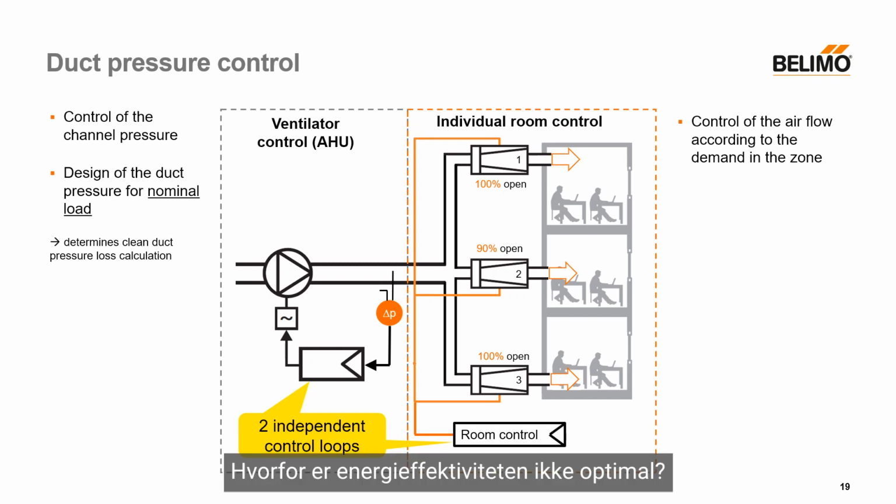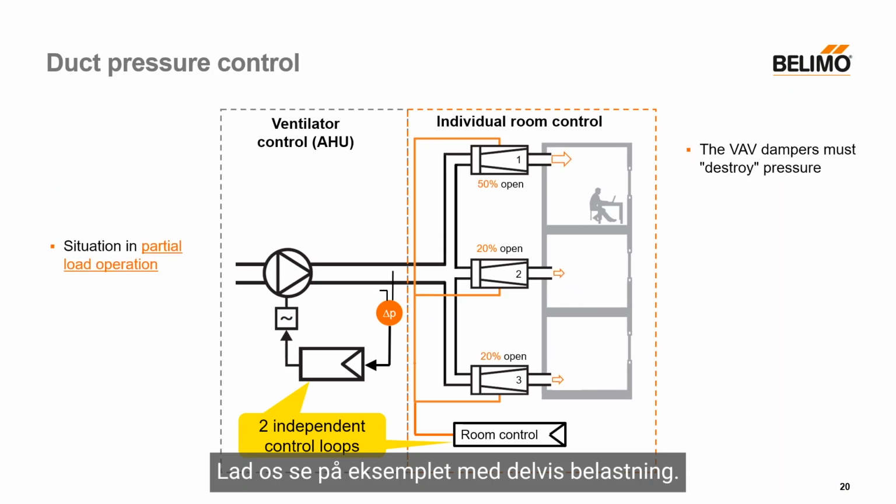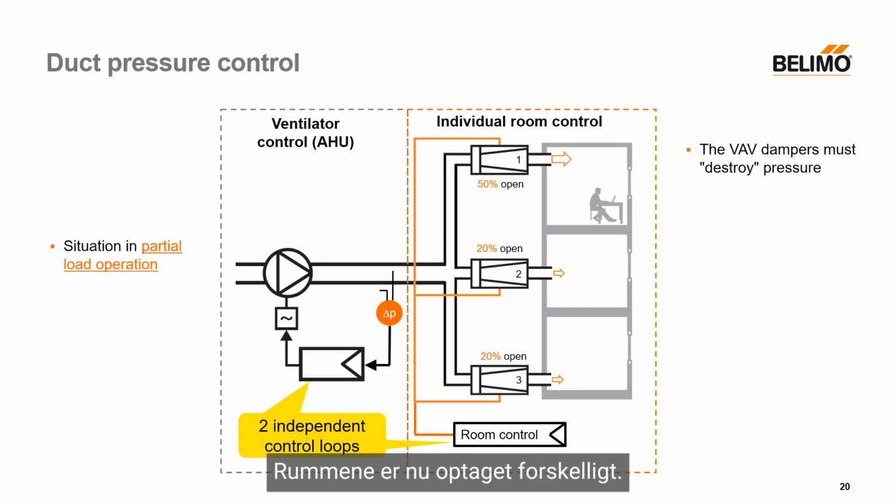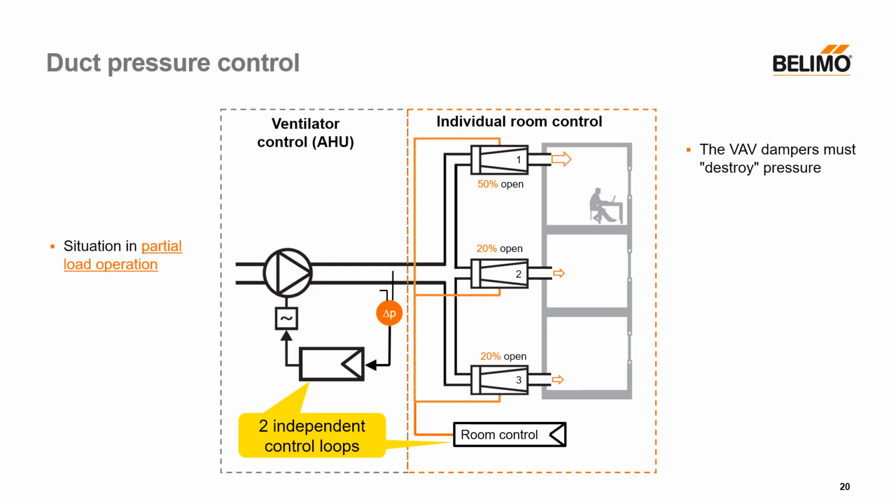Why is the energy efficiency not optimal? Let's look at the partial load case. The rooms are now occupied differently. Only one room is occupied by one person. The other rooms are unoccupied.